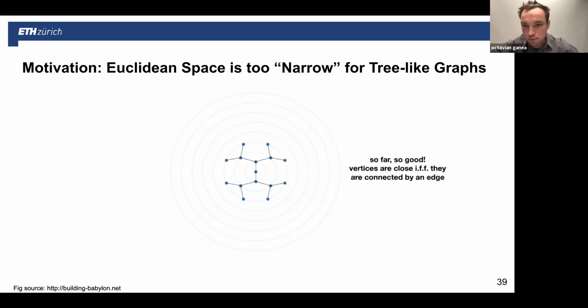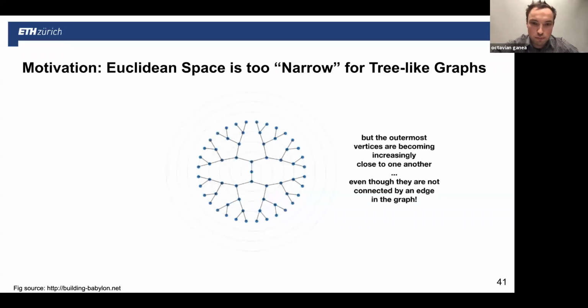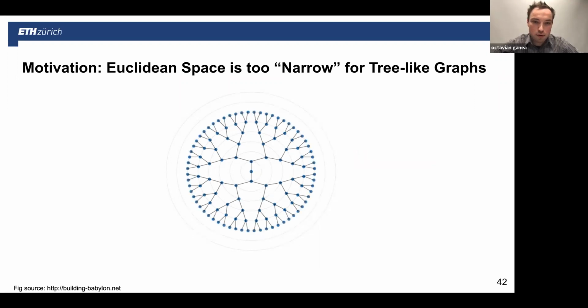We have a very small tree here, and as I said before, vertices are close in the embedding space if and only if they are connected by an edge. So let's say the tree grows. Let's say we are dealing with more realistic, big hierarchical structures, and you can see here that the outermost leaves are becoming increasingly close to one another. Even though they are not connected by an edge in the graph, they start to be very, very close. If you look at leaves corresponding to different branches of the tree, you will see that they are becoming closer and closer, which is not exactly what we wanted from a good embedding space.